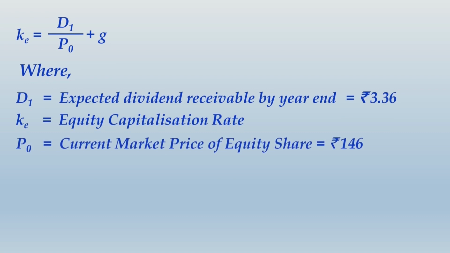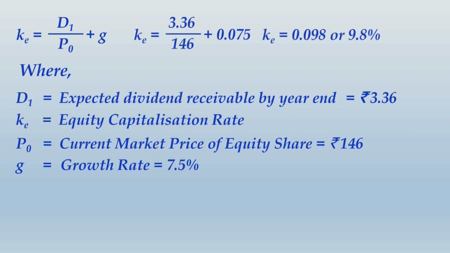P0 is the current market price of the equity share that is already informed as 146, and G is the growth rate, that is 7.5%. So we can see every piece of information is straight away available in the first part, and we can easily put up the solution. We will get the resulting KE as 9.8%. So quickly write up all these calculations and then we move ahead.